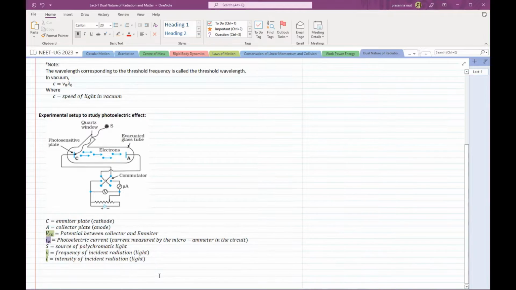Now, using this circuit, we do some work. So here are some observations and graphs.